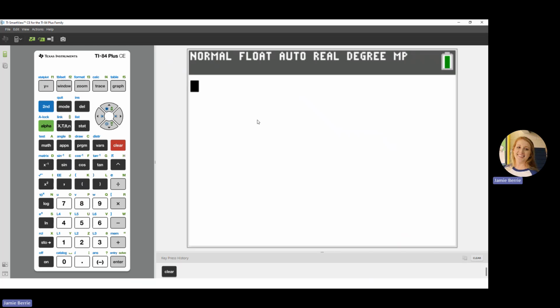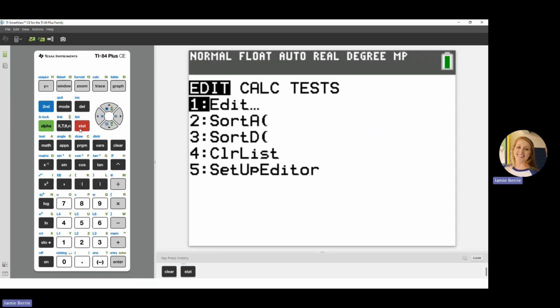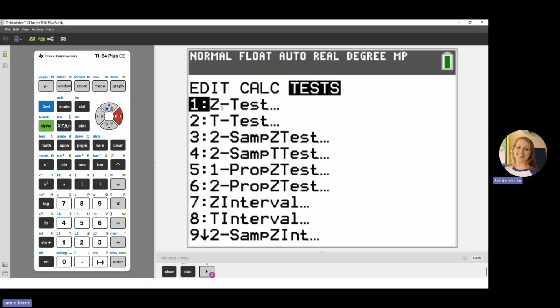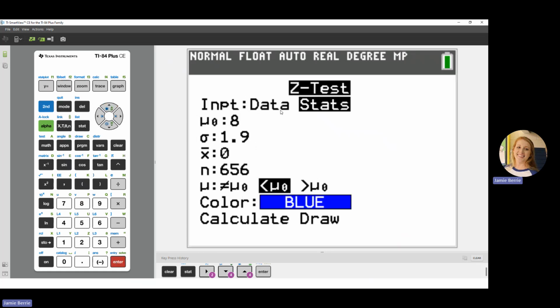I think I told y'all this in the last video, but how we get to these hypothesis tests on our calculator is we hit the stat button. Then we go over here to test. And it's the first option. A z-test is the first option. Then you see t-test. And then we'll also do a 1 proportion z-test in section 10.4, I think. Right now we're going to do a z-test because we know the population standard deviation. So hit enter. This is going to look similar to the confidence interval.